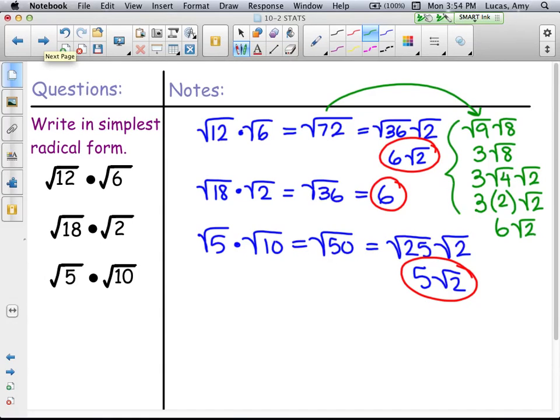This process took a lot more steps to get to my simplest radical form because I didn't use the largest perfect square factor the first time around. So please make sure that you're looking at the list of perfect squares and you're really trying to find the biggest one, because then it will be a lot quicker simplifying process.